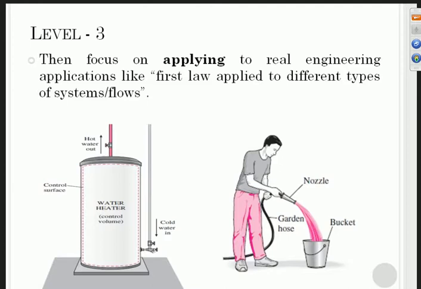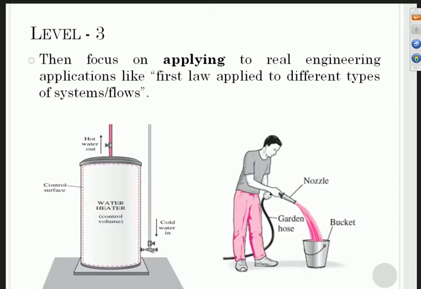Then focus on applying to real engineering applications, like the first law applied to different types of systems and flows. Applying: how is this first law applied? Let us consider a water heater here on the left side. That is a system; the control volume represents the system. And for flows, you see a person holding a garden hose pipe with a nozzle, filling the bucket with water. Here water is flowing through the nozzle. The first law is applied over the nozzle. These are the two types of applications which we can address.